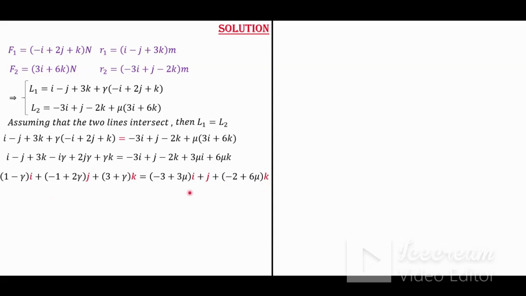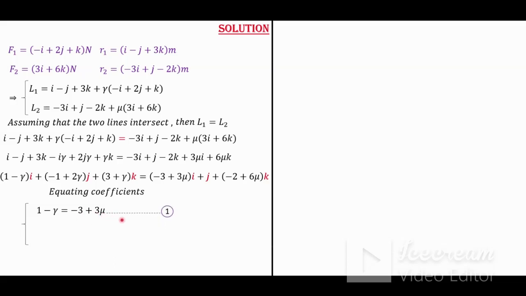So what are we going to do here? We are simply going to equate coefficients. The coefficient of i on the left hand side is going to be equal to the coefficient of i on the right hand side, and we do the same for the j and k components. Doing that, we obtain that 1 minus gamma, the coefficient of i on the left hand side, equals the coefficient of i on the right hand side, which is negative 3 plus 3 mu.